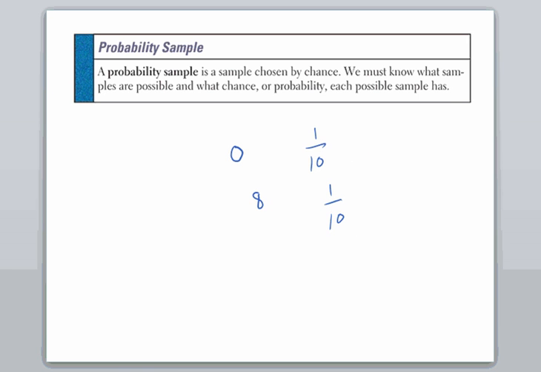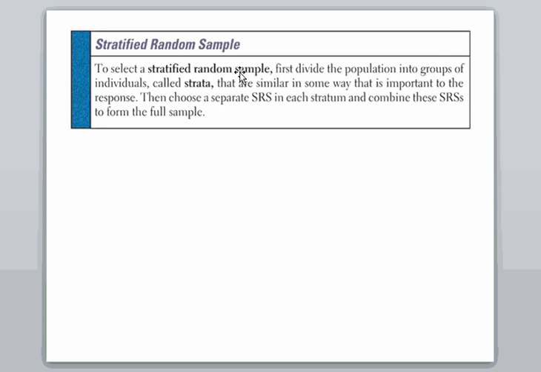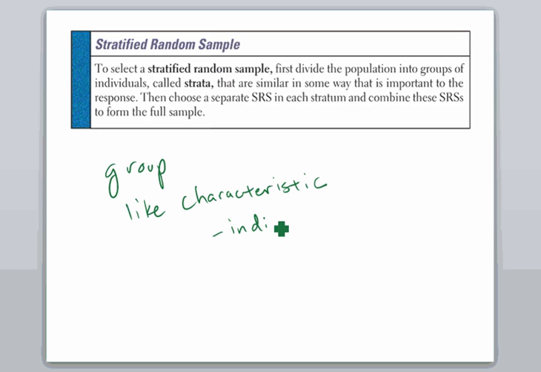In a stratified random sample, we divide a population into some type of group. So we want to group somehow by a like characteristic, and then we're going to select individuals from each group. In the next slide, I'll go through an example of what a stratified random sample would look like.